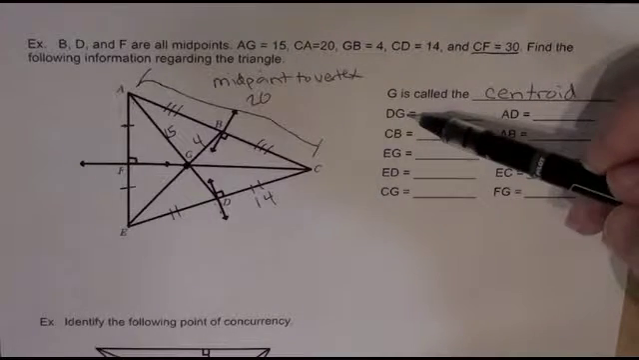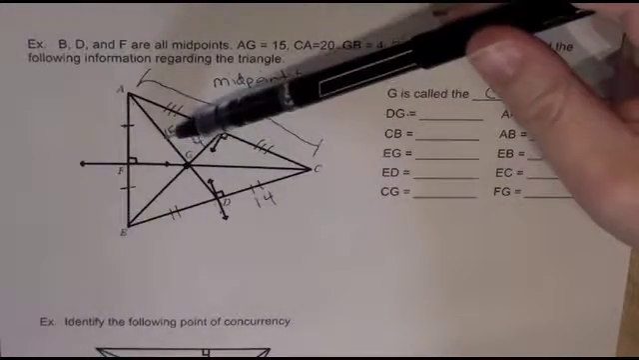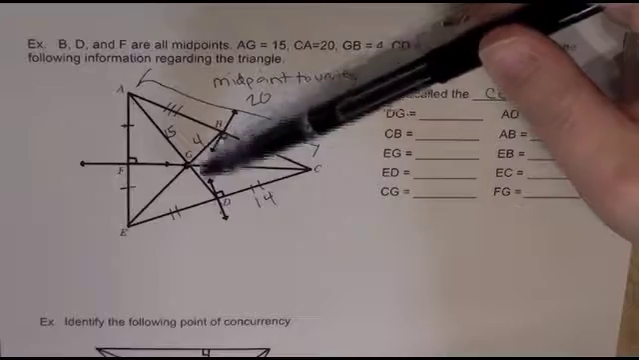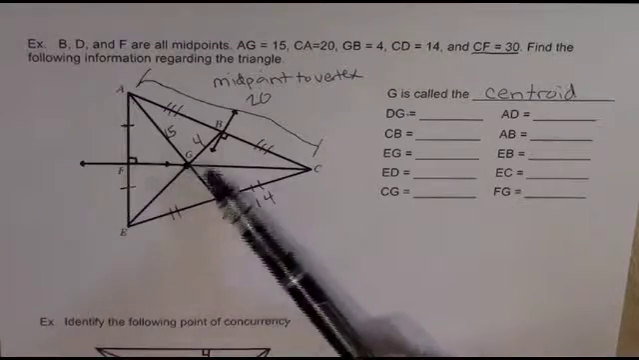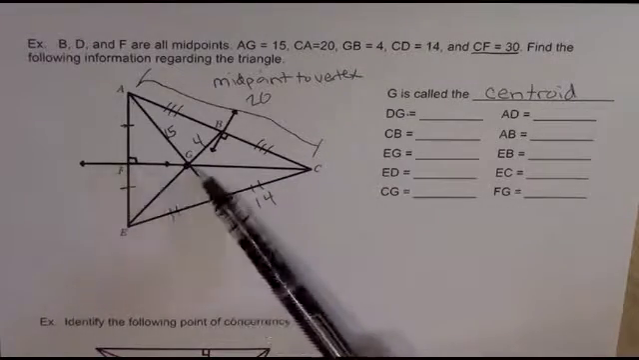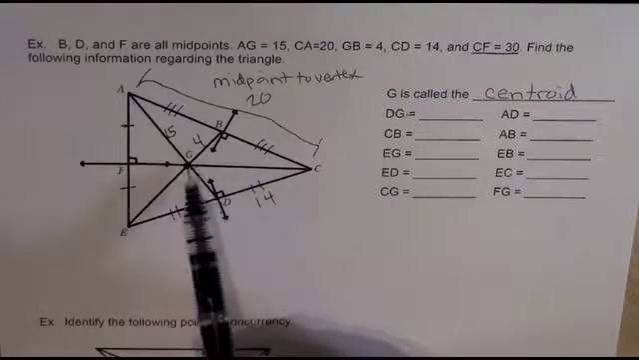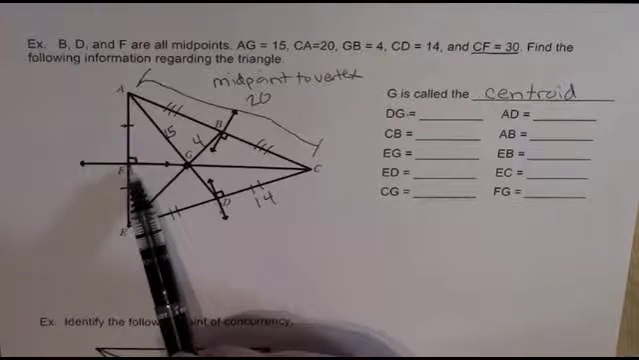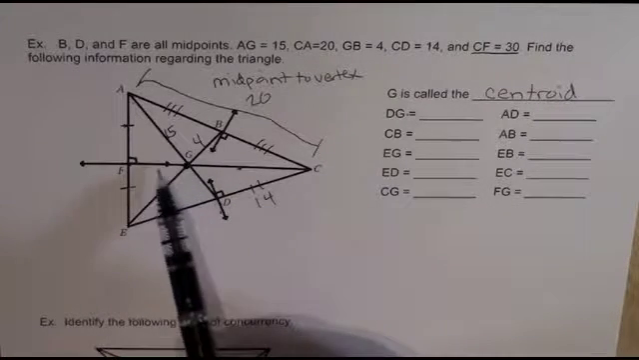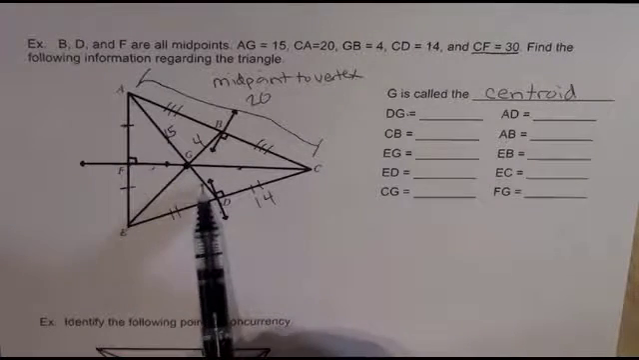So let's see here, DG. Now a special relationship in this picture is that notice AG is longer than DG. EG is longer than BG, and CG is longer than FG. The relationship here is the distance between one vertex and the centroid is twice the distance between the centroid and the midpoint. So AG is going to be twice DG.